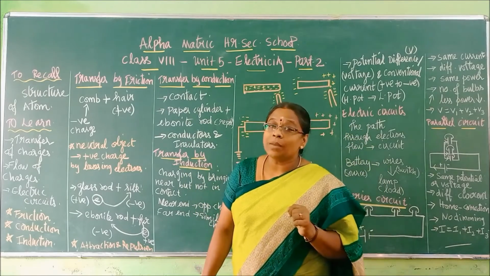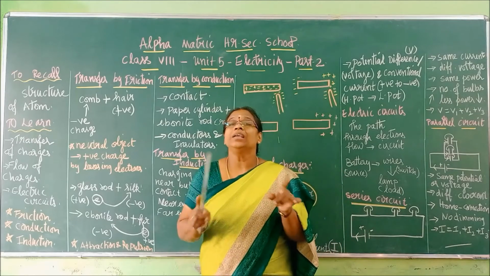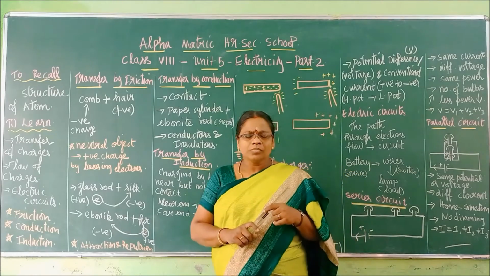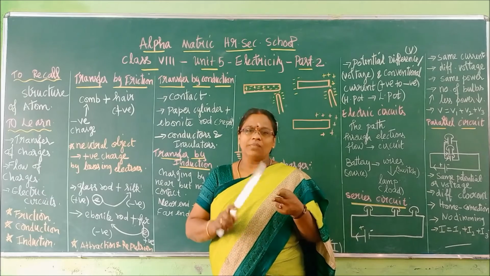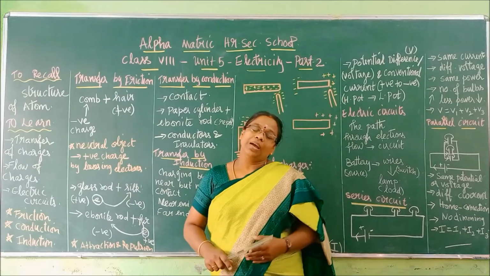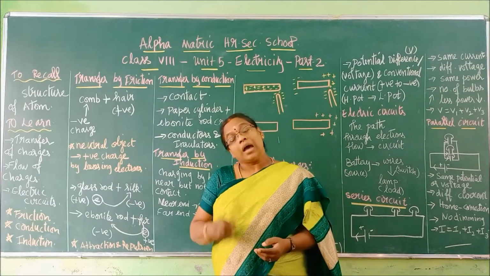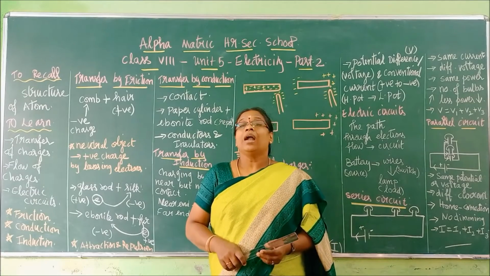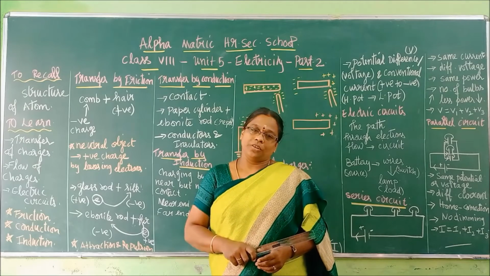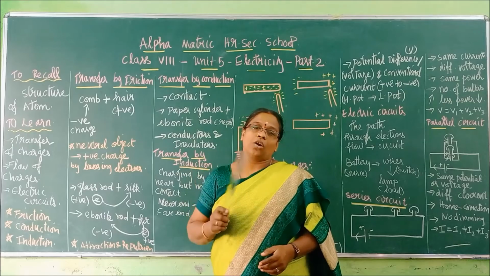One concept which you already learned in lower classes, I am recalling again: like charges repel each other. Like means positive, positive, negative, negative. Like charges will repel. Repel means moving apart. Unlike charges attract each other. Underline these lines in your book. Unlike means positive with negative, negative with positive, proton and electron.